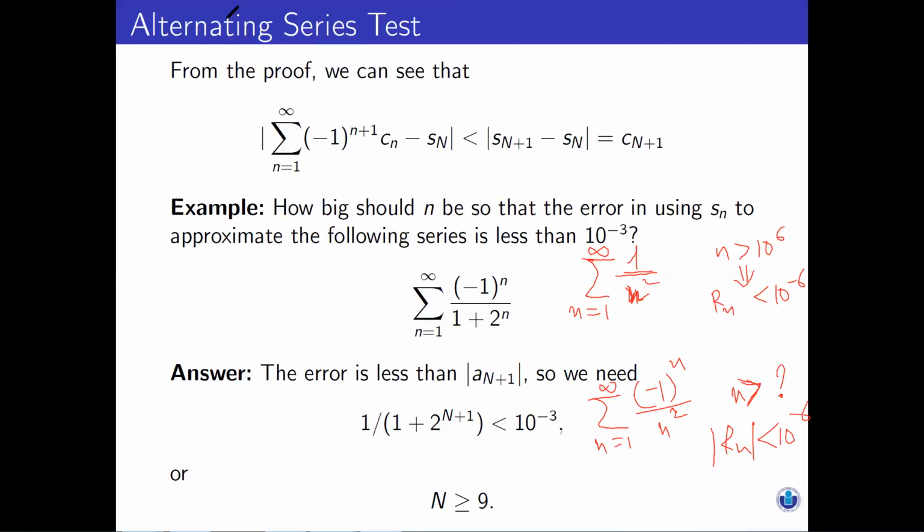So have you finished? So how big should n be so that the remainder is less than 10 to the power minus 6? Anyone knows?